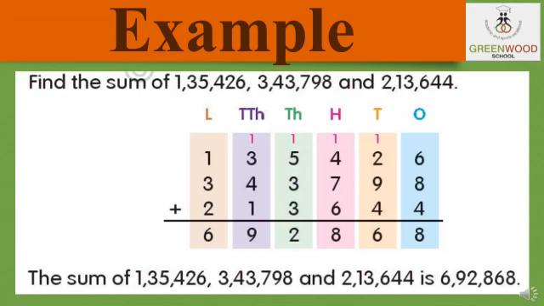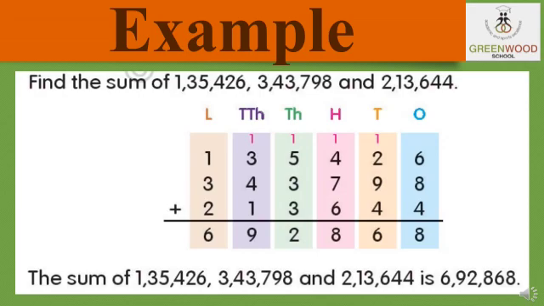1 plus 4 plus 7 plus 6, which is equal to 18. Again a 2-digit number, so 8 will write down and the 1 will carry forward to thousand place. Now step 4, add the thousands. 1 plus 5 plus 3 plus 3, which is equal to 12. Again split in half, 2 at the down, while 1 will carry on 10,000.